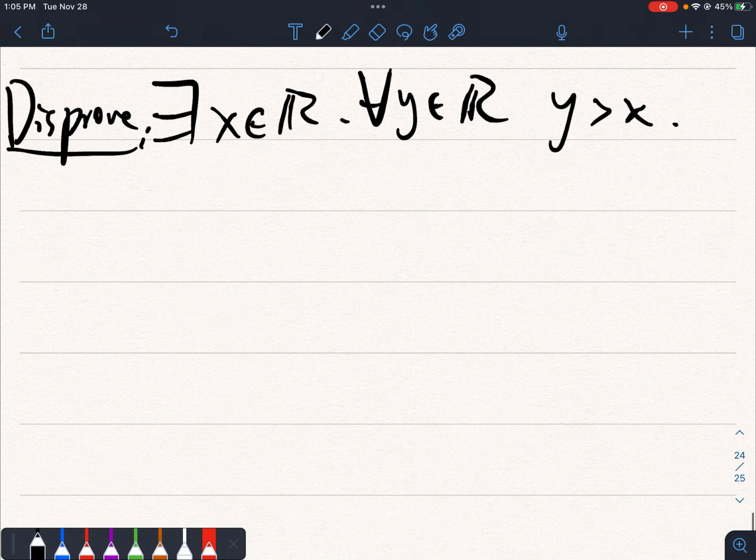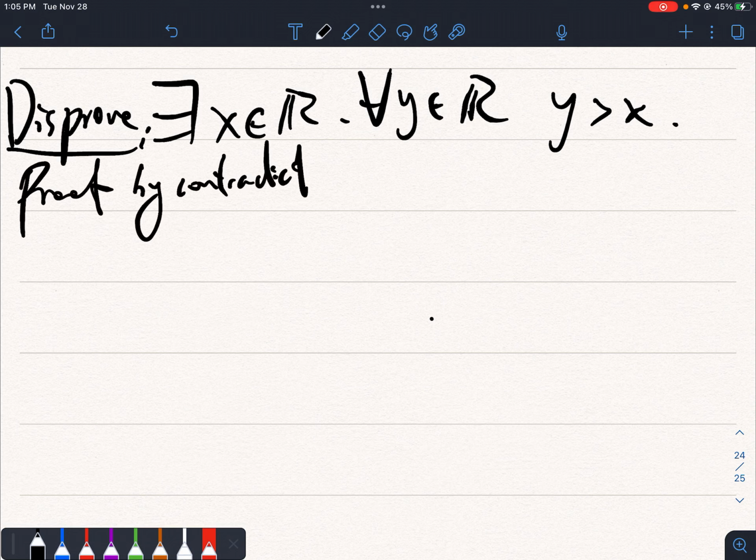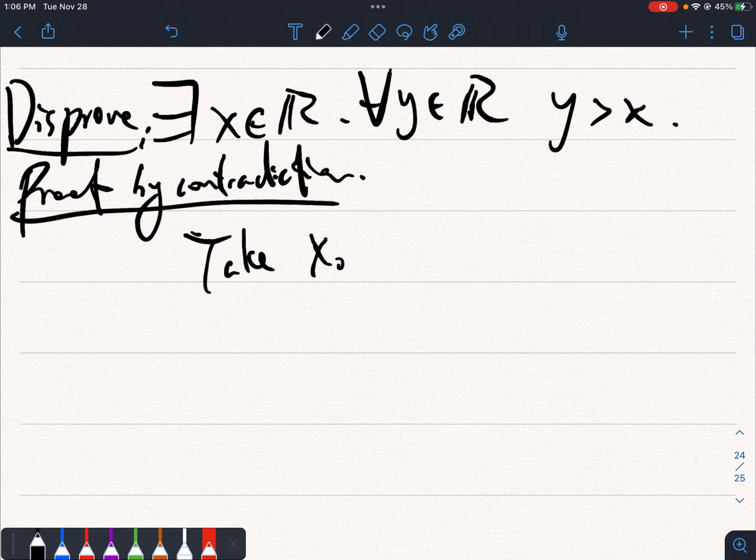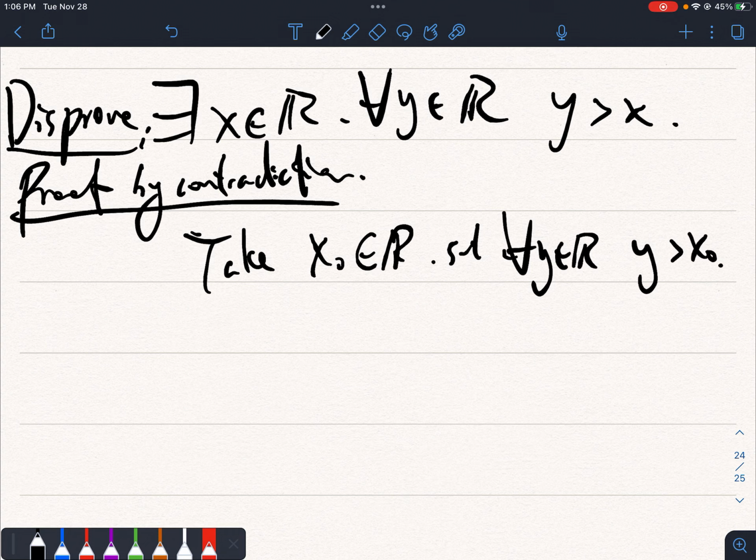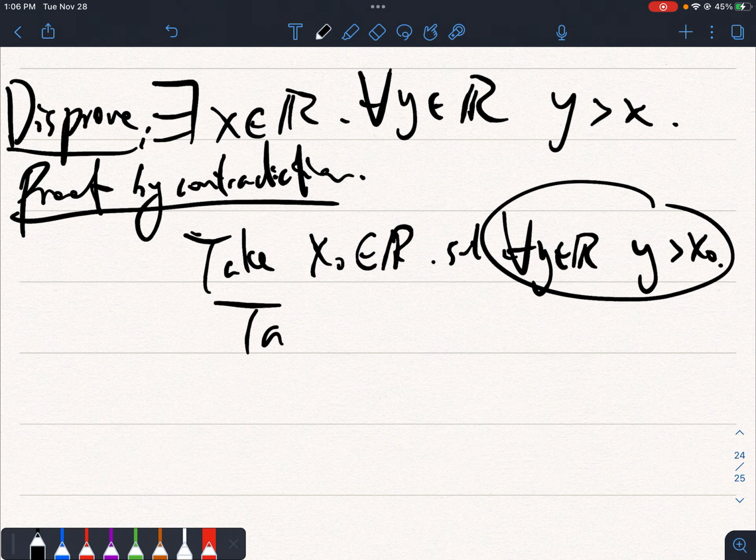So I will show you a proof by contradiction. It's always better, okay? By contradiction. Assume this is true. And now let's find out. So if this is true, then it means we can take some x naught, right? Because the there exists statement is true, which means we can find some special value. Let's say we can take some x naught in R, such that for all y in R, we have y is bigger than x naught. This is true for all y.